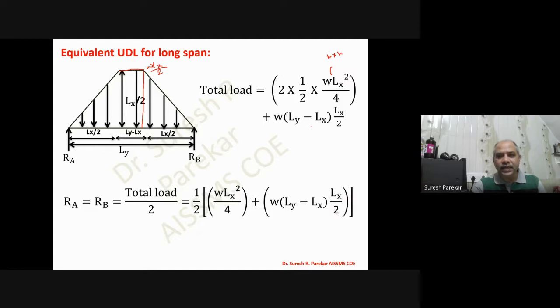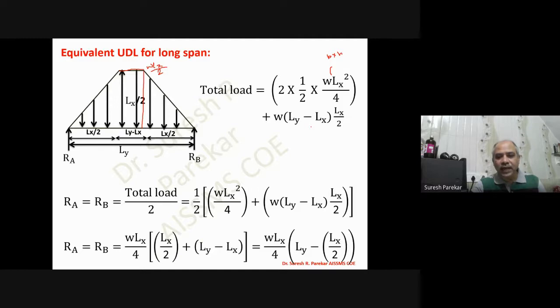And from this we will get Ra equal to Rb, half of the total load. From this I get the value of reactions Ra and Rb as WLx by 4 in bracket Ly minus Lx by 2. And these are the reactions of the trapezoidal load. Now we will switch over to bending moment. These are the reactions shown over here, WLx by 4 in bracket Ly minus Lx by 2.